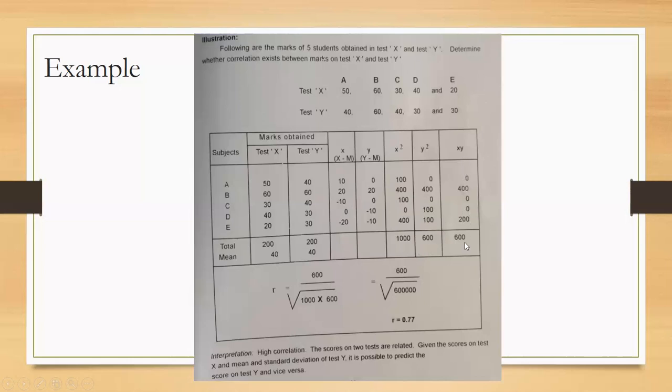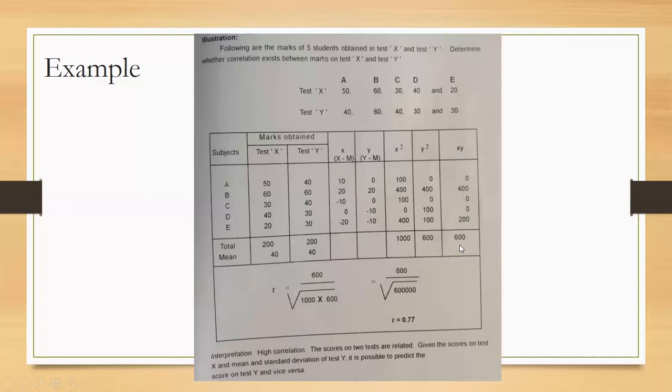Then you see xy. What does xy mean? 10 into 0 is 0. 20 into 20 is 400. Minus 10 into 0 is 0. 0 into minus 10 is 0. Minus 20 into minus 10 is 200. Like this, I'll calculate xy also, put the total, and add it here. So far, I hope it's all clear to you all.